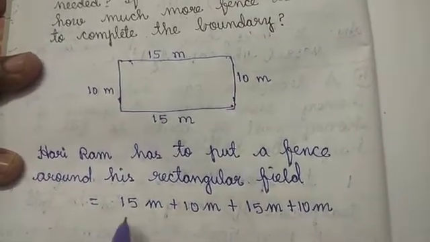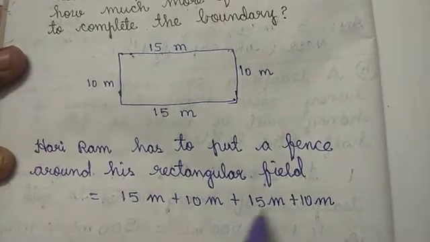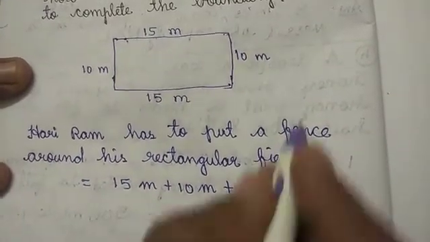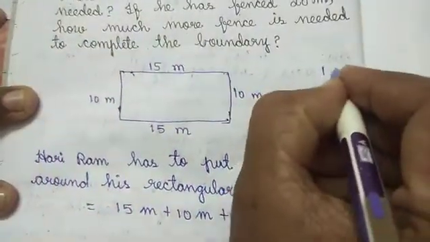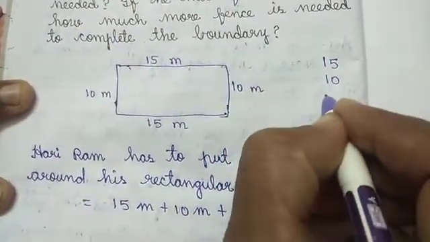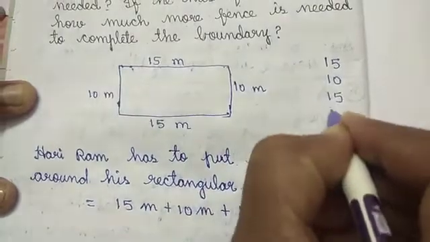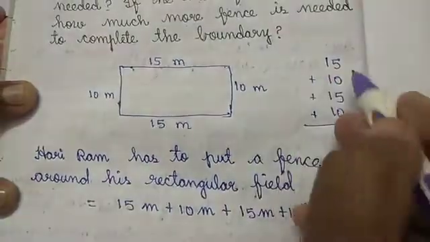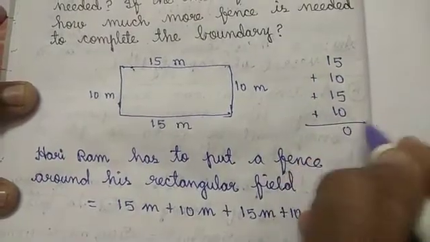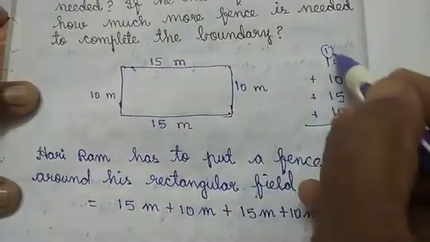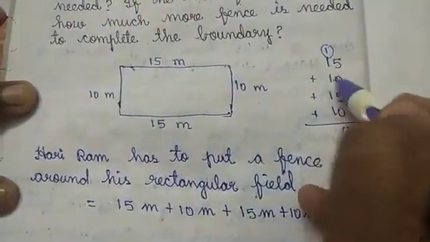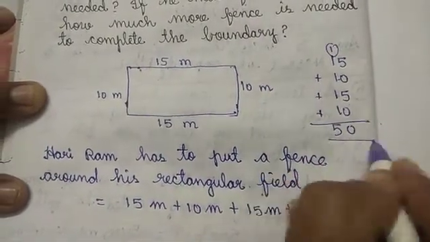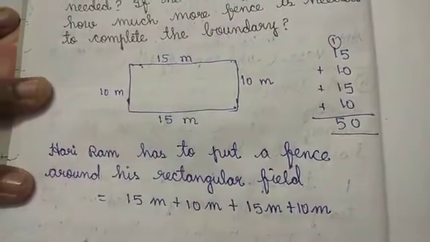So it is very hard to add like this. Okay children, so what you can do, in the rough work on the right side you can write 15, 10, 15 and again 10. So you can add these. 5 plus 5, 10. Carry over here. 1 plus 1, 2. 2 plus 1, 3. 3 plus 1, 4. 4 plus 1, 5. So total fence to be needed is what, children?